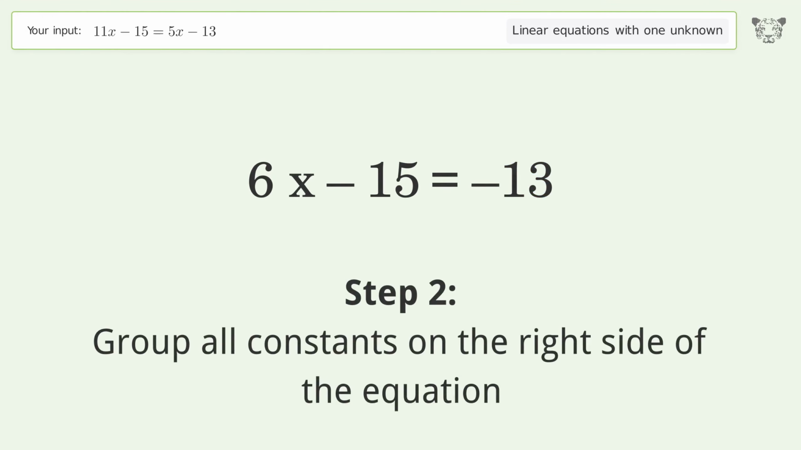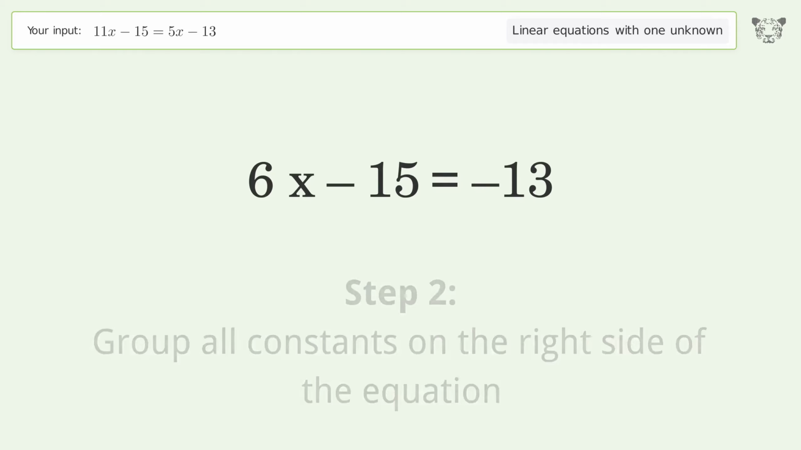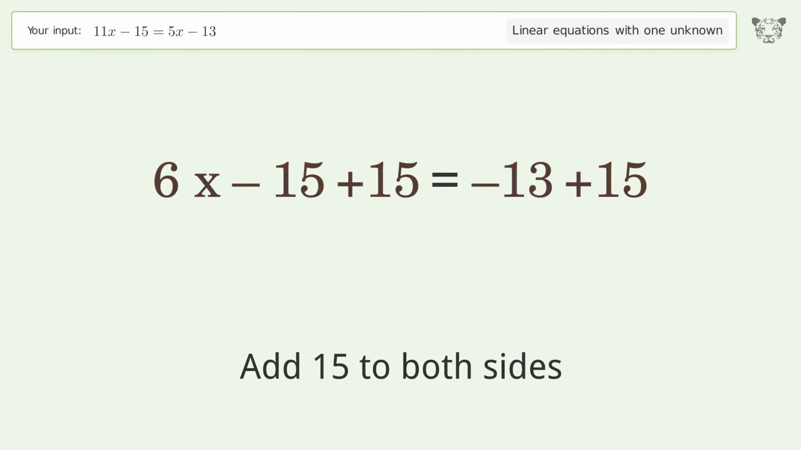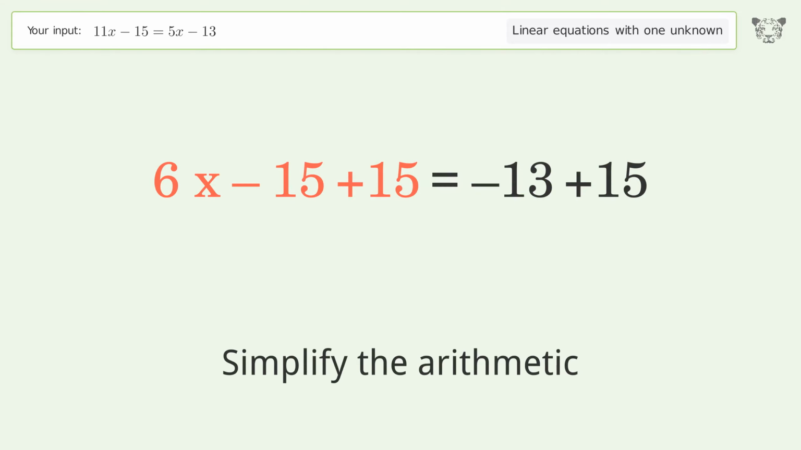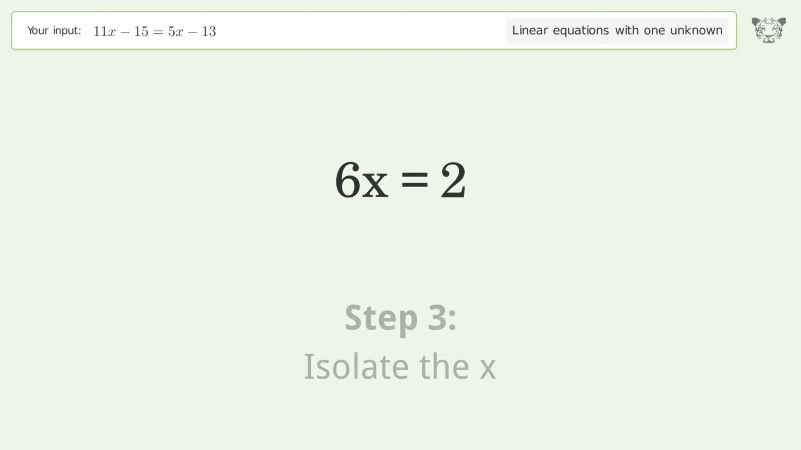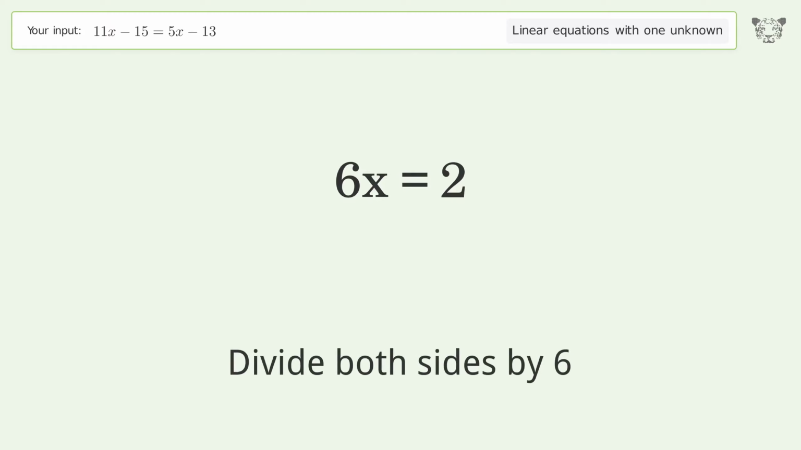Group all constants on the right side of the equation. Add 15 to both sides. Simplify the arithmetic. Isolate the x. Divide both sides by 6.